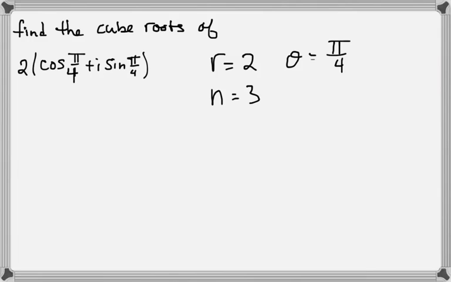So r is 2, theta is pi over 4, and n is 3. From the way they gave it to me, because they already turned it into trig form, I just had to look at the problem, go ahead and plug into my nth root formula, and just work it out. Because n is 3, that means k is 0, 1, and 2. And to be honest with you, we're going to most likely do just cube roots for this.